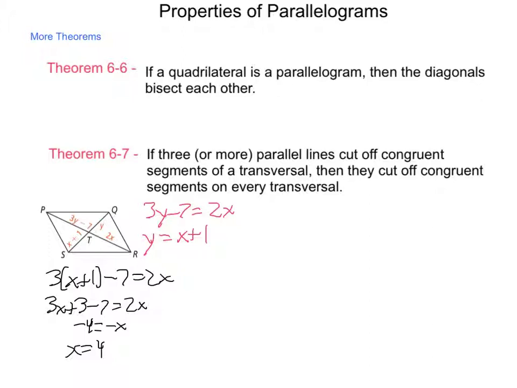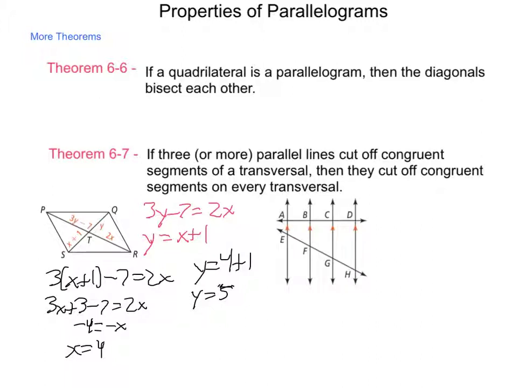Well, if x equals 4, then we can say that y equals 4 plus 1, so y is equal to 5. So if x equals 4 and y equals 5, then it would make it so that PQRS was a parallelogram. And it really doesn't matter which of these values you solve for first, x or y. In a system of equations, they will always come out being the same. Let's take a look at another that relates to theorem 6.7.